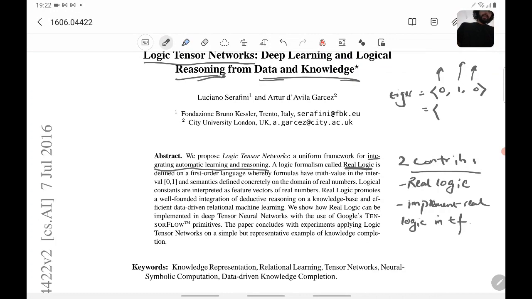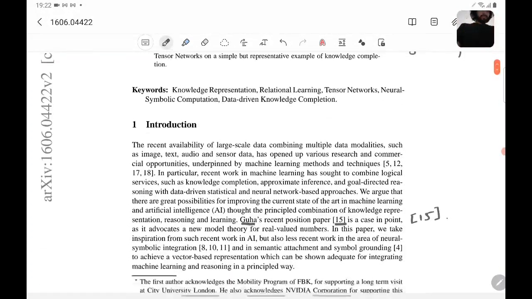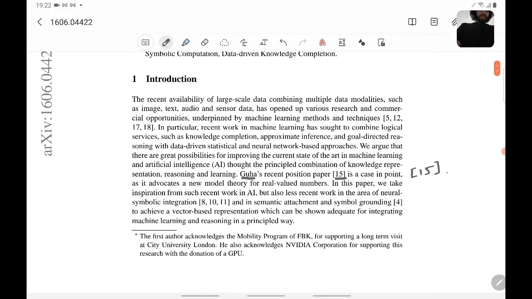I'm going to stop there because I know I'm going to pronounce it wrong. Excellent paper, by the way, a very interesting idea.